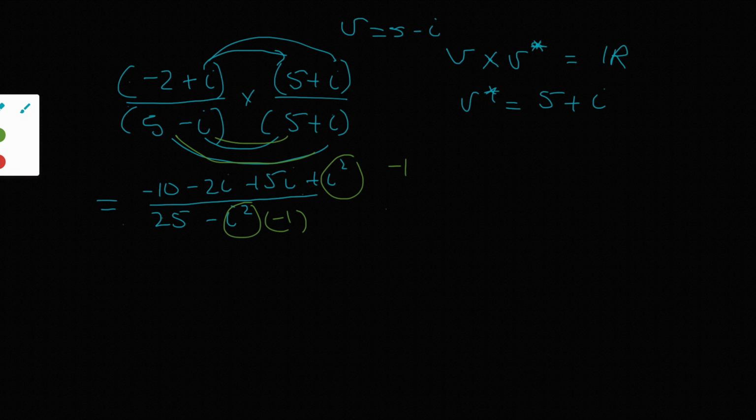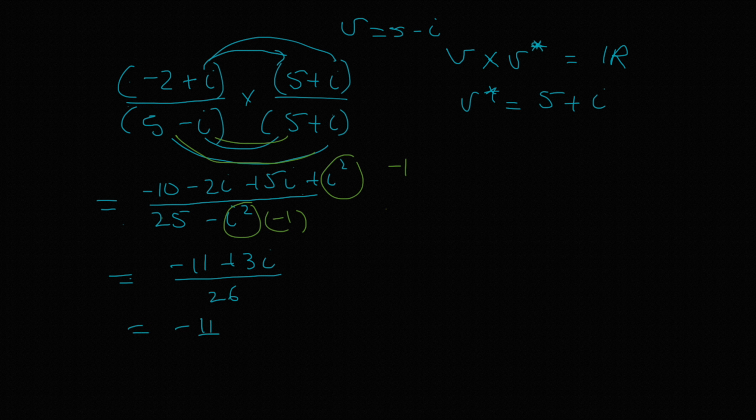That leaves us with the top part where we've got minus 10 minus 1, which is minus 11, and minus 2i plus 5i is plus 3i. The bottom would be 25 minus minus 1, which is plus 1, which is 26. So the final answer would be minus 11 over 26, which is the real part, plus 3i divided by 26. And that's how we do division of complex numbers.